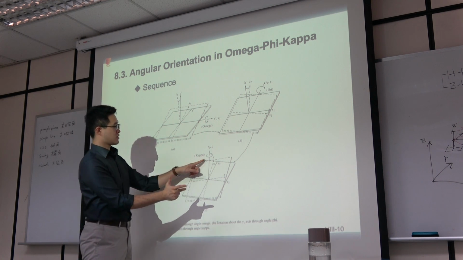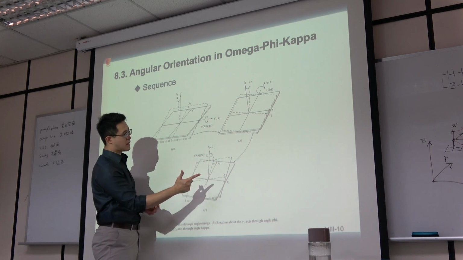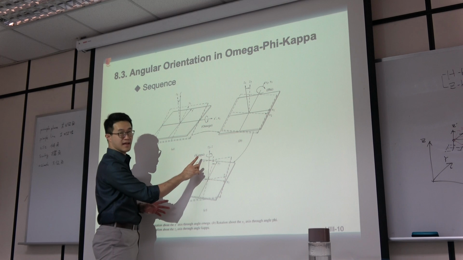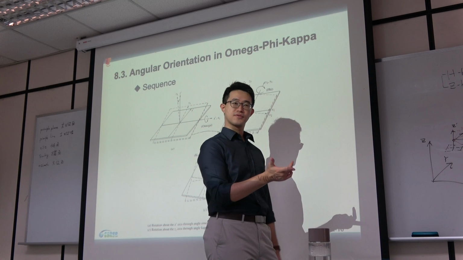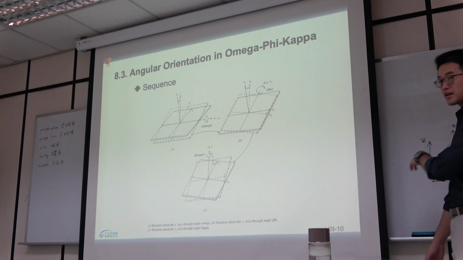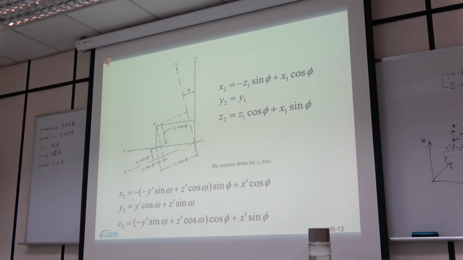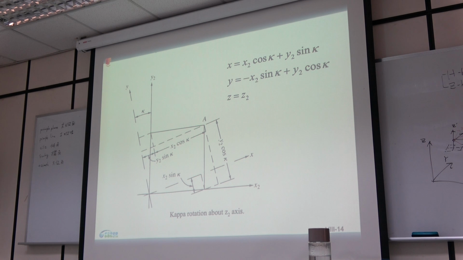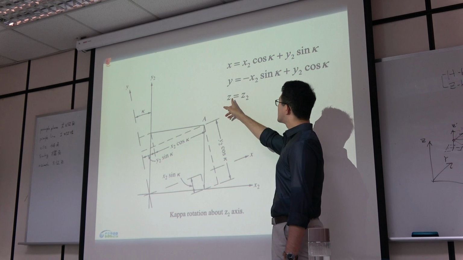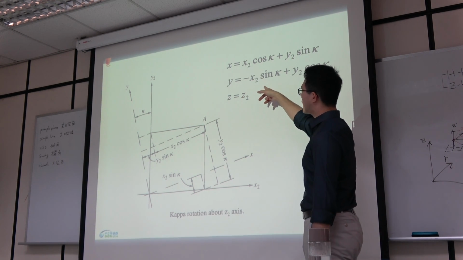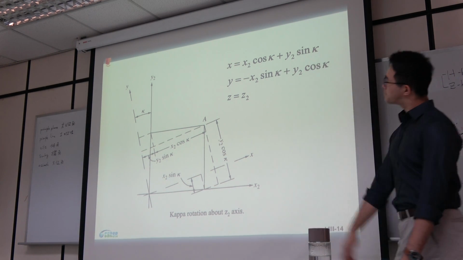Okay, so from the x2, y2, z2, finally, if we rotate the kappa, then the final answer will be the x, y, and z, which is the tilt photo coordinate system in the image space. Okay, so the kappa rotation is over here. As you can see, because we are rotating along the z-axis, the z doesn't change. So z equals z2, and the x and y coordinates will be just like a rotation.